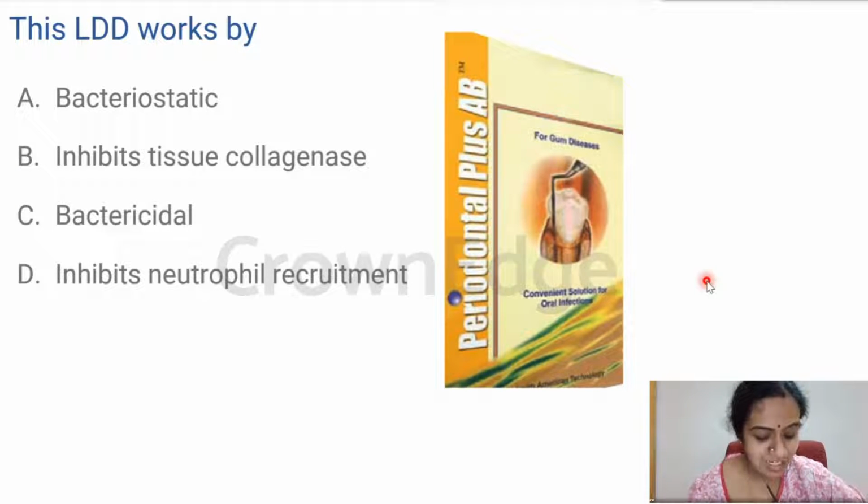Okay. Some of you are telling me B, inhibits tissue collagenase. Some of you are saying bacteriostatic. Some of you are saying bactericidal. Obviously, D is not even an option. So leave D. The correct answer is 2. Okay, it is both static and inhibits tissue collagenase. Both are right. See, the major effect as an antibiotic is that it inhibits protein synthesis and it is a static agent, not cidal. It doesn't kill your bacteria, it stops the action of bacteria.